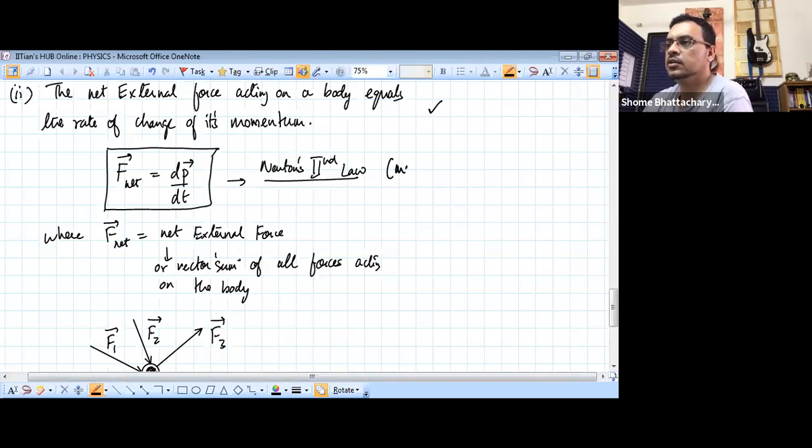This is the mathematical form of Newton's second law.